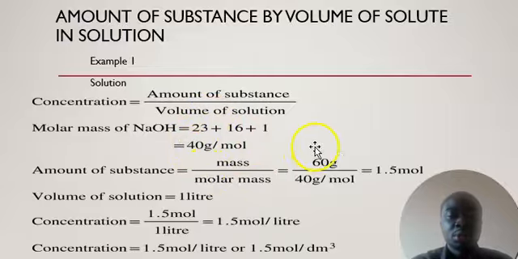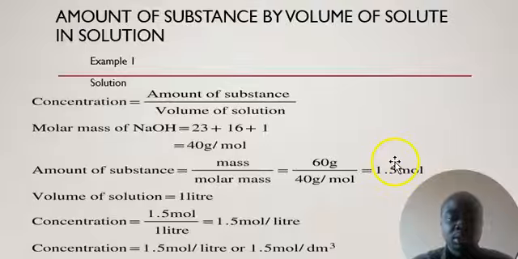We come and substitute it here. We know our mass already to be 60 gram from the question. Then our molar mass, which we have calculated to be 40 gram per mole. When you cancel the grams and the grams, you'll be left with mole. And divide 60 by 40, you get 1.5 mole. So that is the amount of substance.